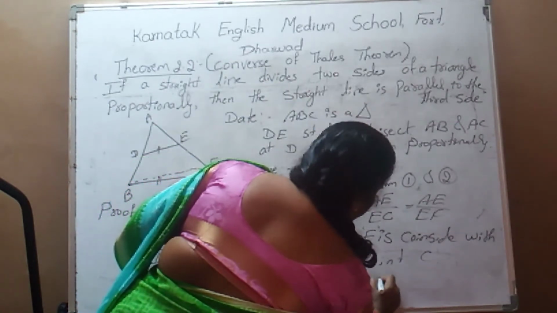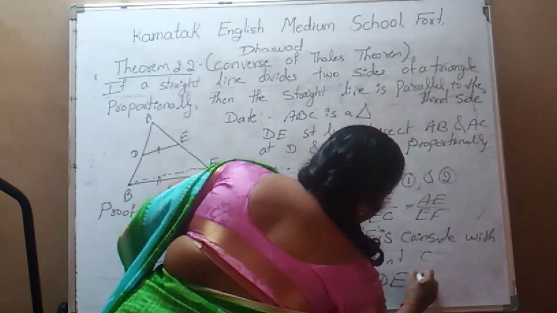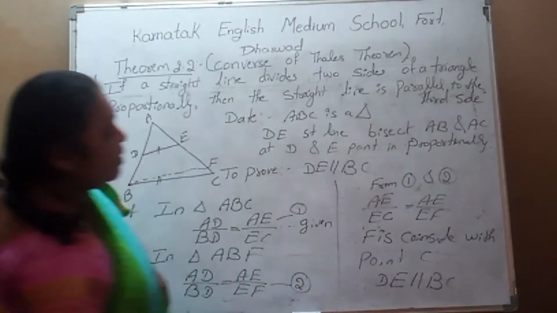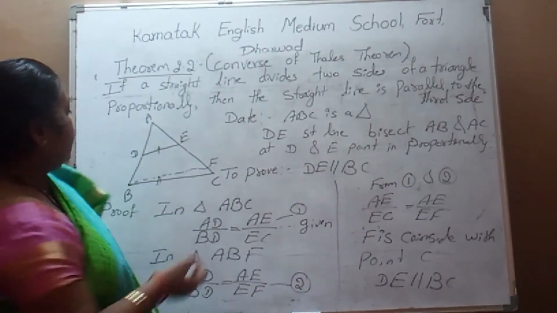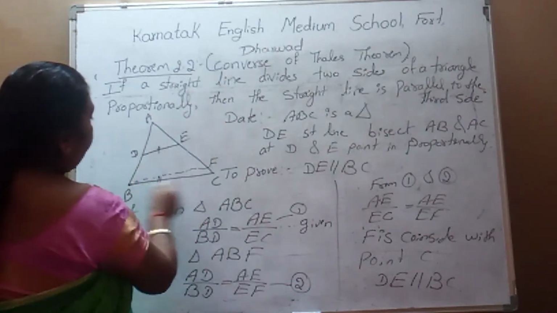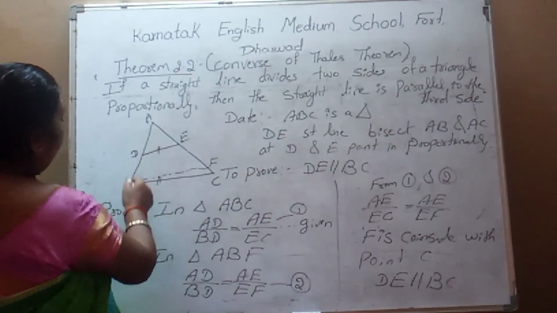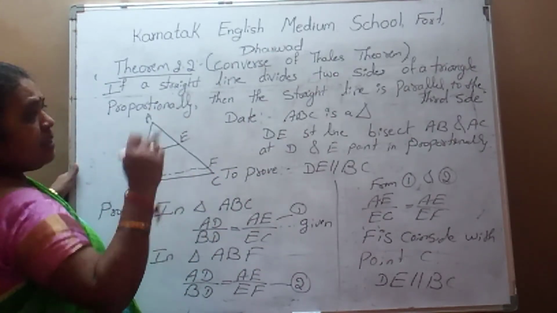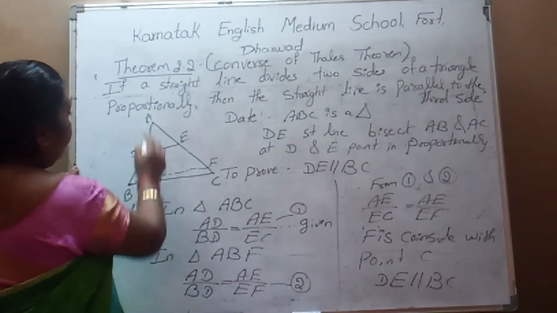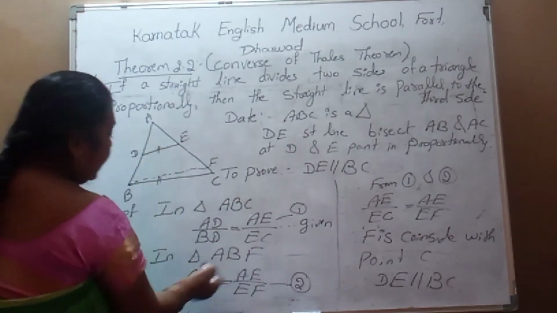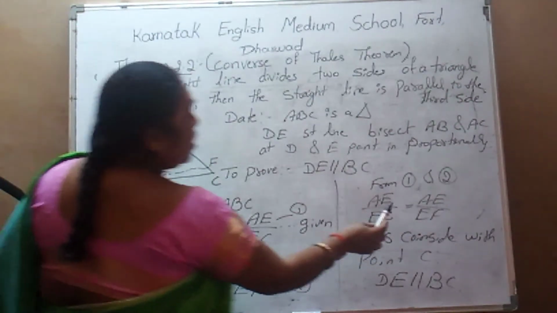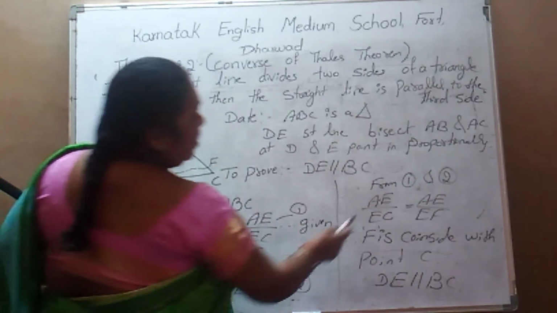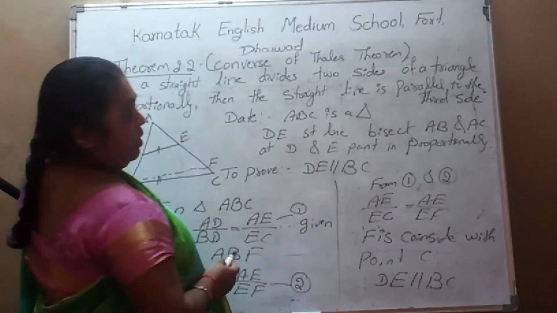Therefore, DE is parallel to BC. Because observe here. In triangle ABC, they only gave AD upon DB, AE upon EC. You have taken the imaginary one, AD upon DB, AE upon EF. From the axiom, RHS are equal, LHS also equal. So therefore these two are equal.